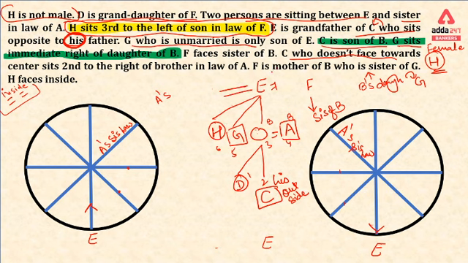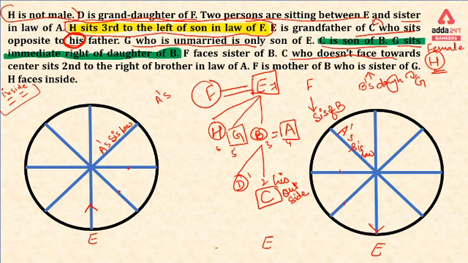Next it is saying F is mother of B. F is mother of B, so E is a grandfather and B will be arranged here. It is clear from here. Now the blood relation has completed. Now we go on the sitting arrangements.